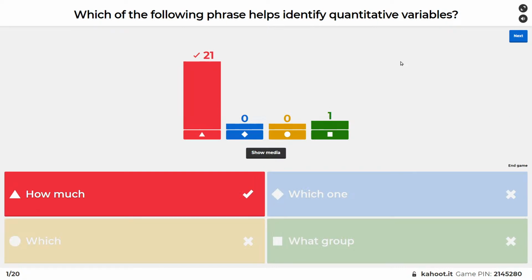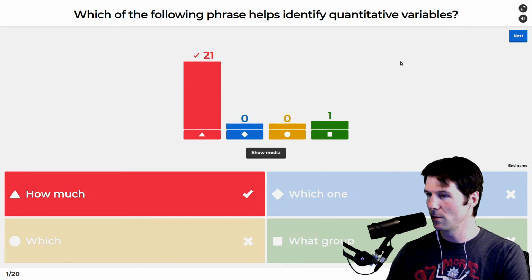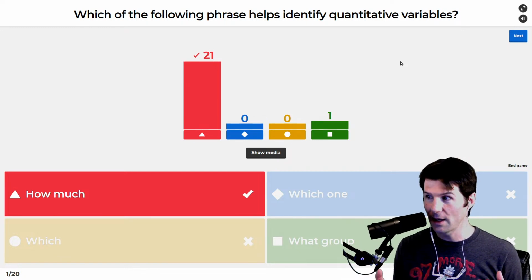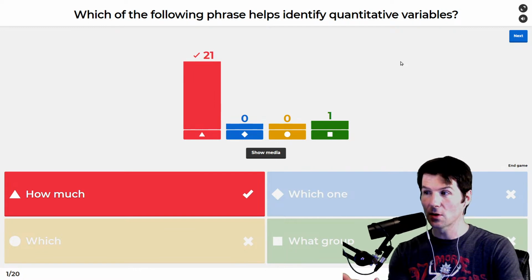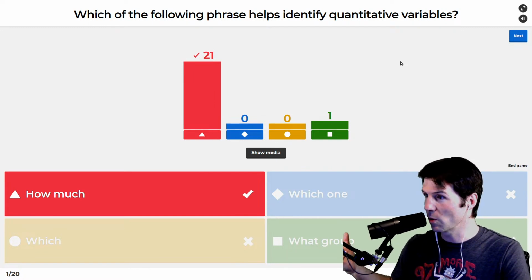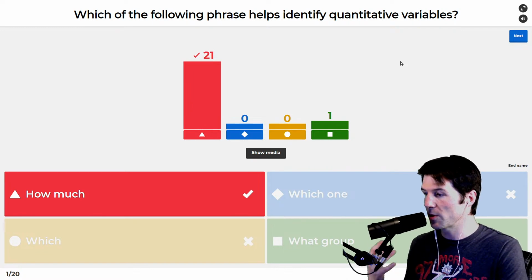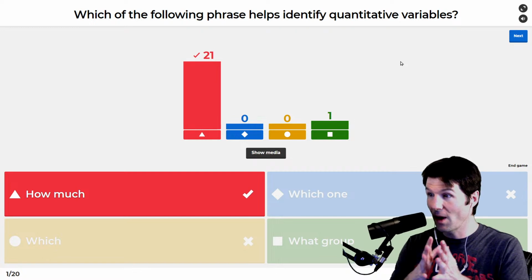How much? Great job, everybody. Just awesome job right there. That's really excellent. So how much is quantity? Like how many apples did you buy? How much did those apples cost? How far was the store away? Kind of like an amount. It needs to be an actual real number representing real amounts.